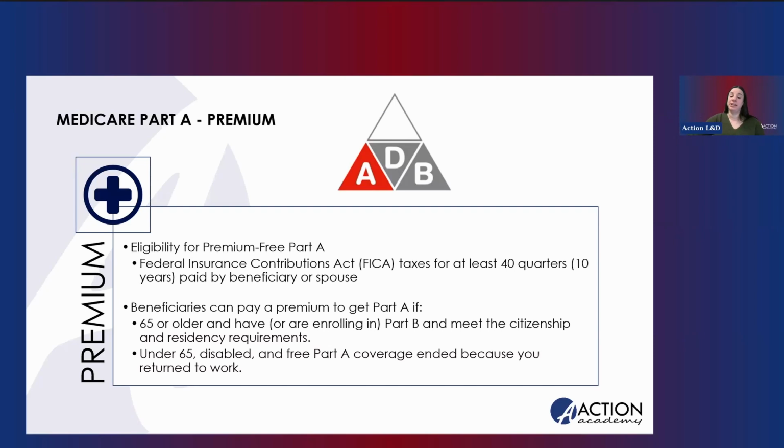So that premium in 2025, if you have worked less than 30 quarters, is $518 a month. And those who worked between 30 and 39 quarters would have a partial coverage of it, and that would reduce the premium to $285 per month for 2025.